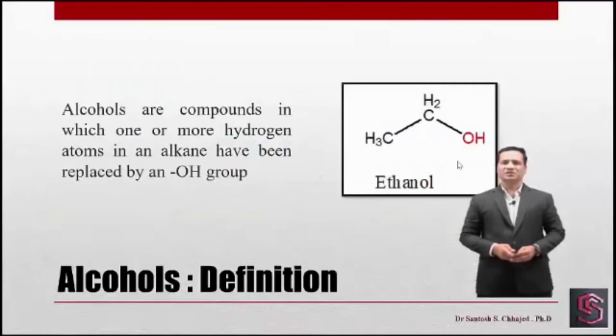As far as alcohol is concerned, these are considered as a derivative of alkane in which one or more hydrogen of an alkane becomes replaced by hydroxyl group. So basically, a very simple example is in front of you, ethanol, in which one hydrogen of ethane has become replaced by hydroxyl group and the resultant compound is called ethanol.